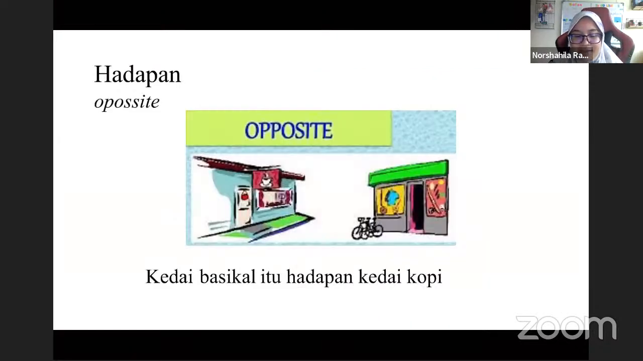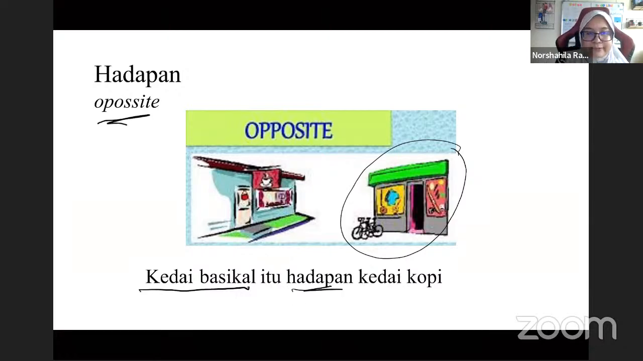Okay, next. Okay, opposite. For example, I ask you, can I know the direction to kedai basikal? Okay, kedai basikal means bicycle shop. Okay, bicycle shop. And then you say, kedai basikal itu hadapan kedai kopi. Okay, hadapan means opposite. Kedai kopi means a coffee shop. So if you want to say opposite, right? So kedai basikal itu opposite kedai kopi.